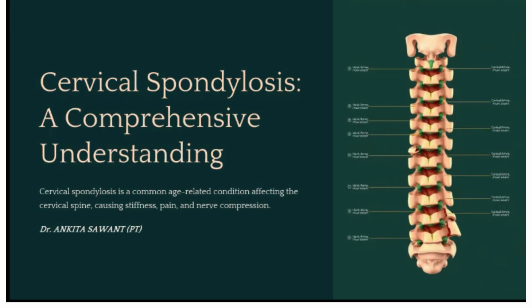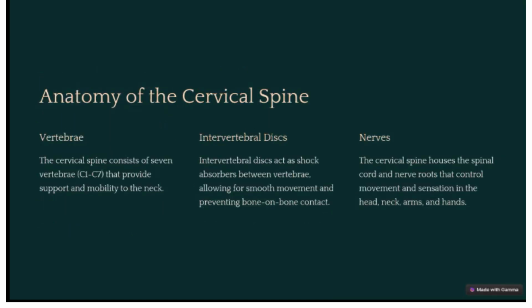So let's get started. Cervical spondylosis is a common age-related condition which affects the cervical spine, causing stiffness, pain and nerve compression. Let's first see the anatomy. The cervical spine consists of 7 vertebrae labeled from C1 through C7. These vertebrae provide support and flexibility, allowing the neck to move and bear the weight of the head.